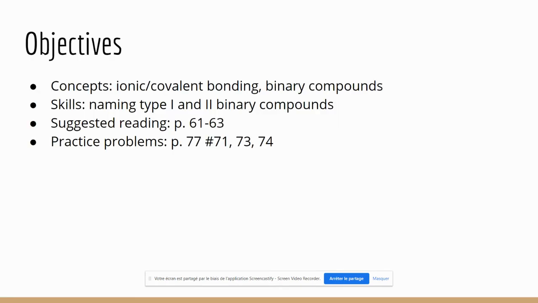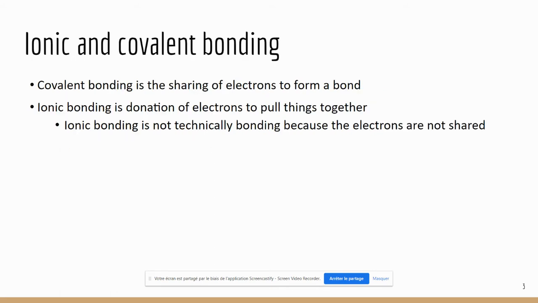Here are our objectives for today's video. Pause here. We're going to now start switching our focus from elements to compounds, and specifically how we name compounds. Before we're able to name compounds, we're going to need to differentiate between things that are ionically and covalently bonded, because they're going to have different naming conventions.